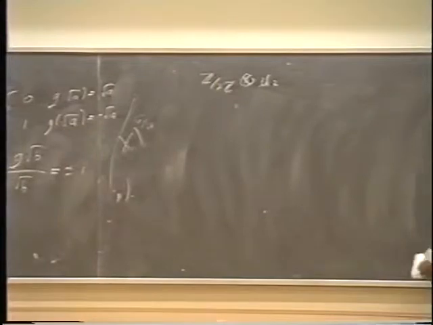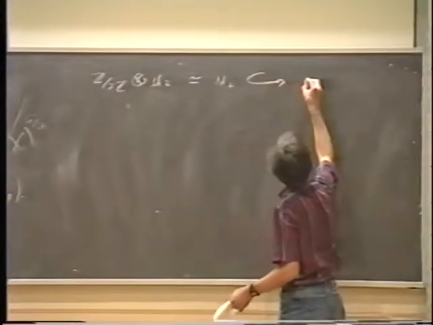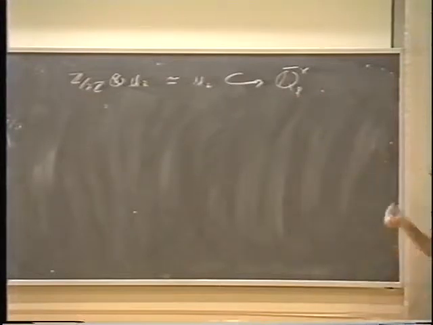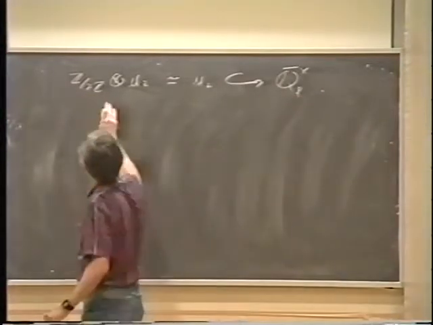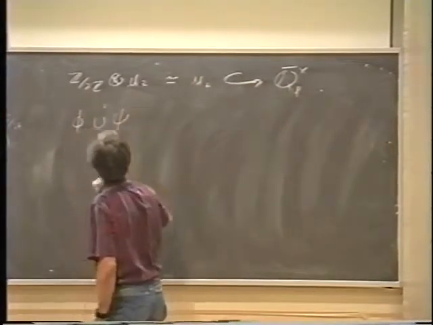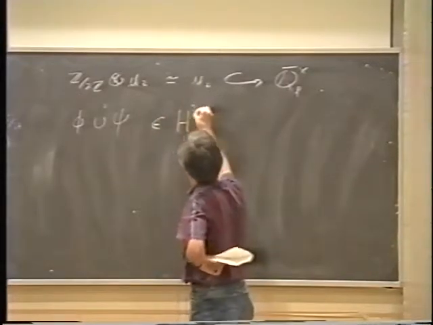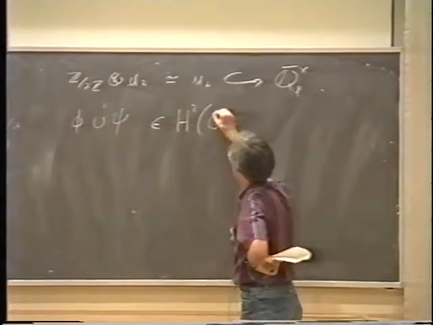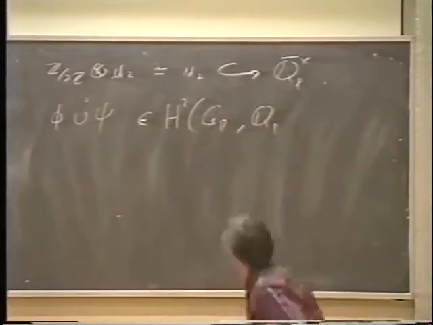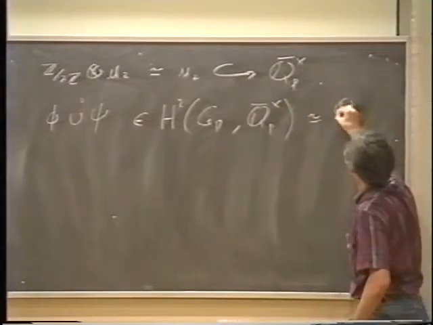Well, it's canonically isomorphic when you tensor something like that to mu2, which we make contained in QP bar cross. So we can take our phi cup psi, and this will be an element of H2 of GP with coefficients in QP bar cross, which, if you remember, was isomorphic to Q mod Z.